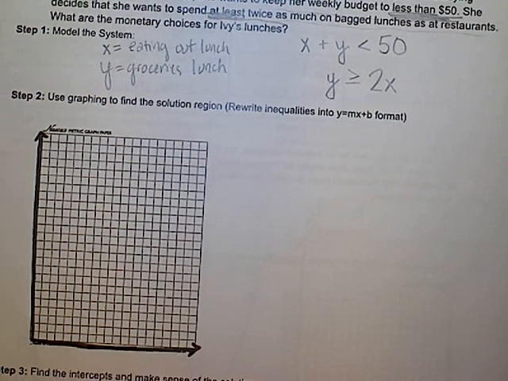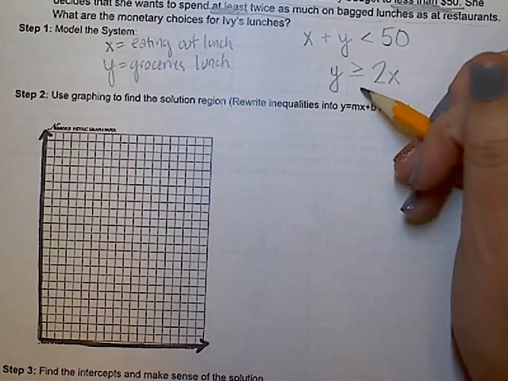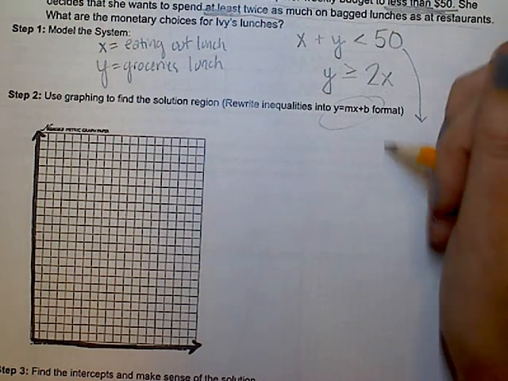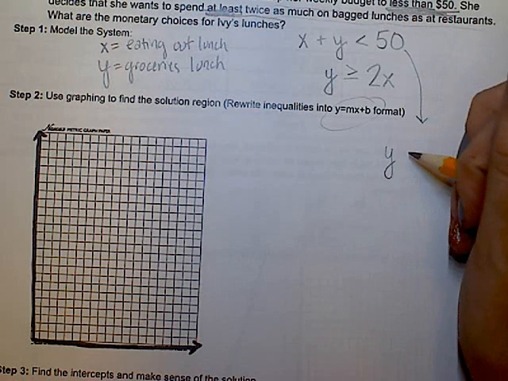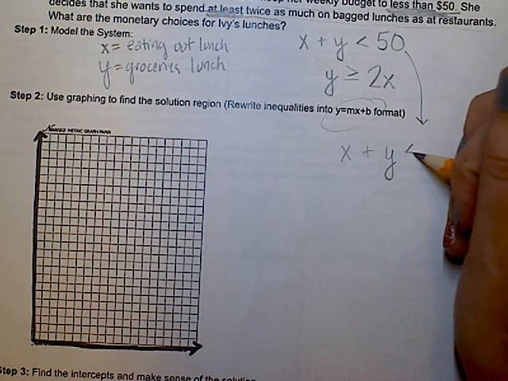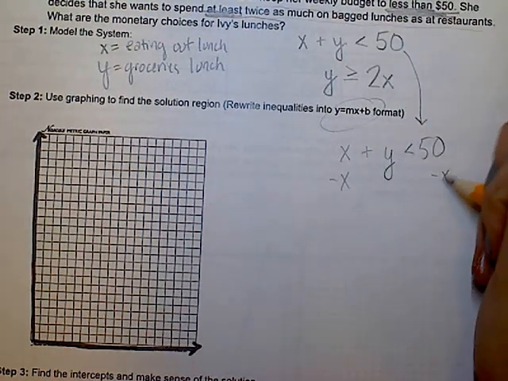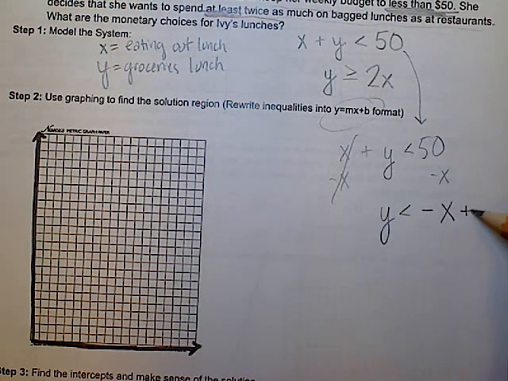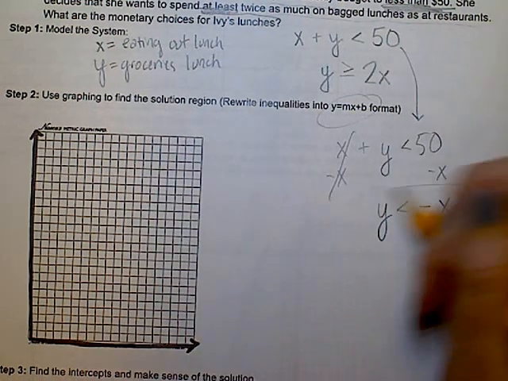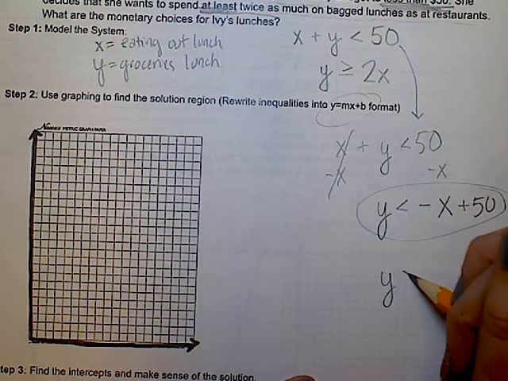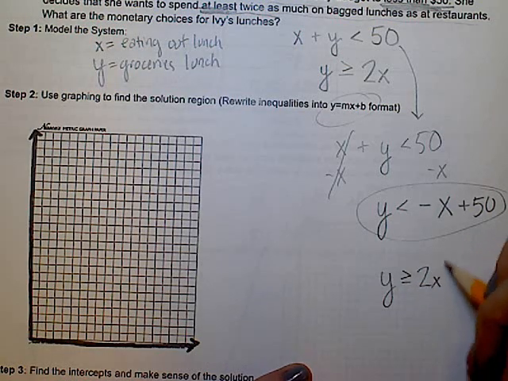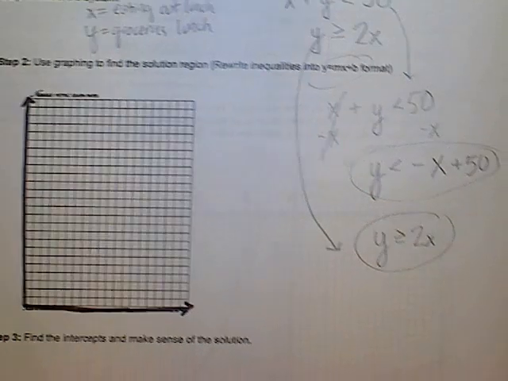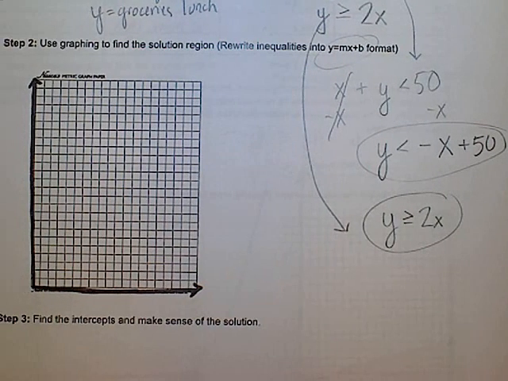And so I'm going to graph those two. This one is already set up in y equals mx plus b format. This one, it's a pretty quick, easy change, subtracting x to the other side. So I have x plus y is less than 50. I can subtract x to the other side, and I get y is less than negative x plus 50. And so that's my one equation, and my second equation, of course, is y is greater than or equal to 2x, this one over here. So those are my two equations I'm going to graph. Take a moment and start graphing them.